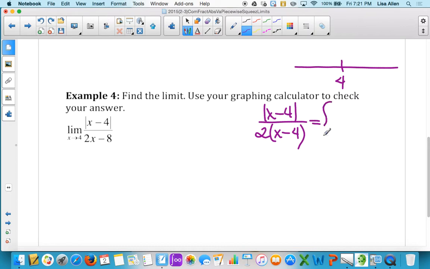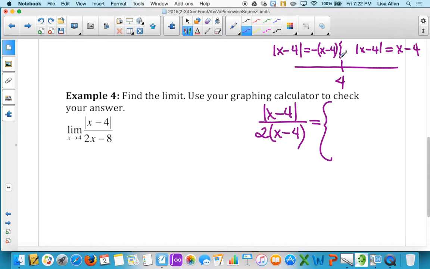So let's write this out. If you go greater than 4, I'm only going to talk about the absolute value of x minus 4. It's equal to x minus 4 over here. The absolute value of x minus 4 is equal to the opposite of x minus 4 to the left of 4. Kind of see that delineation there.